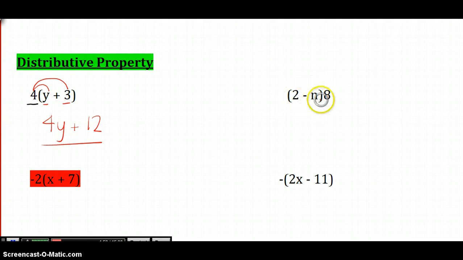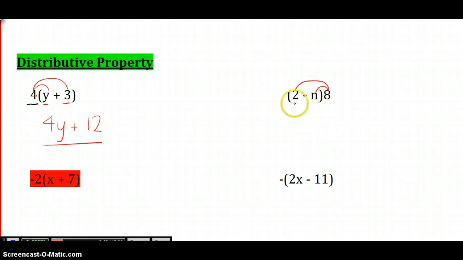It can also look backwards. The number can be on the other side of the parentheses. Like over here we have an 8 on the outside on the right. But it's the same thing. You're going to distribute 8 to this n and 8 to the 2. When you're multiplying this backwards, it's important to keep everything in the same order so you don't get your negative signs mixed up. So I'm going to keep 8 times 2 in this first spot right here.